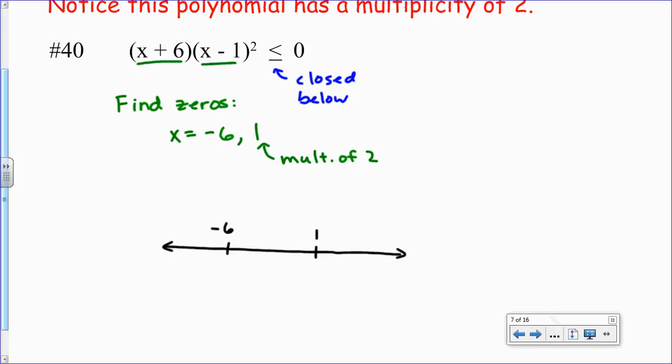So, I know I have closed circles here. But let's think about the degree. So when it's in factored form, remember you add the multiplicities. So -6 has a multiplicity of what? And 1 has a multiplicity of 2, so my total degree is 1 plus 2, which is 3. So my end behavior, it's odd. There's not an a value, so that's 1. So down, up, down, up.